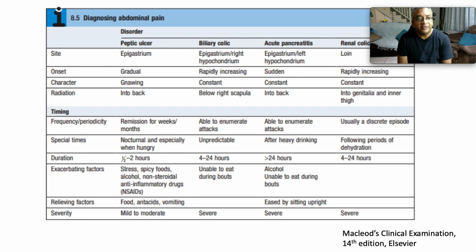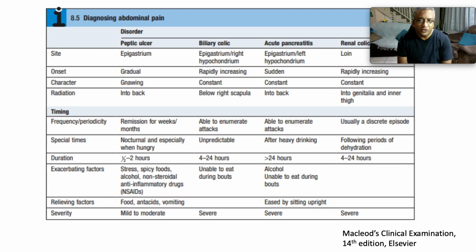The onset is rapidly increasing. It's a constant character and radiates below the right scapula. In terms of frequency or periodicity, you are not able to enumerate the attacks. It's really unpredictable. Duration can last anywhere from 4 to 24 hours. Exacerbating factors is that the patient with biliary colic is unable to eat during bouts. Severity is severe. With acute pancreatitis, the pain usually localizes to the epigastrium, while the left hypochondrium has a sudden onset.